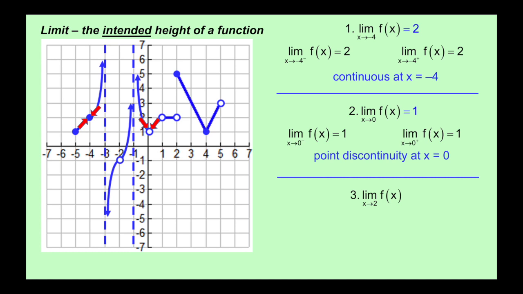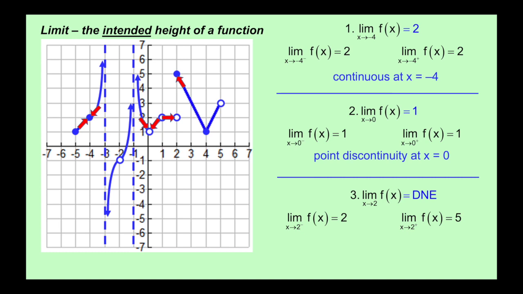Now for number 3, we're looking at 2. At 2, again, I want to look from the left, it's going towards this open circle right here, and that's at 2. From the right, it's going towards this closed circle right here, which is at 5. And because these 2 sides don't match, I'm going to have to say DNE for the limit. Now again, we could actually write out that on the left side, it's going towards 2. On the right side, it's going towards 5. And then again, because they don't match, we say DNE.